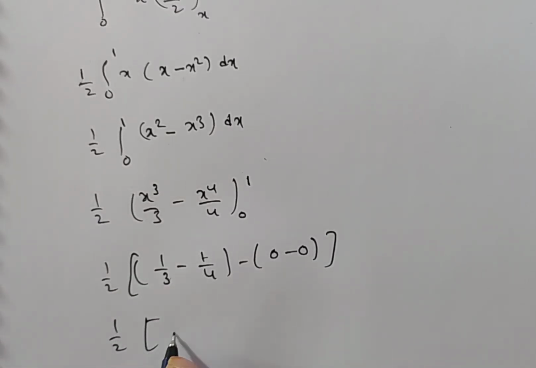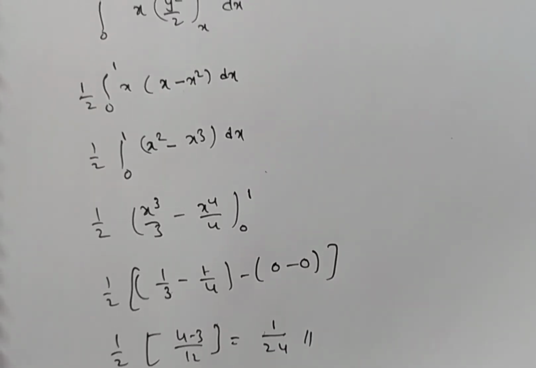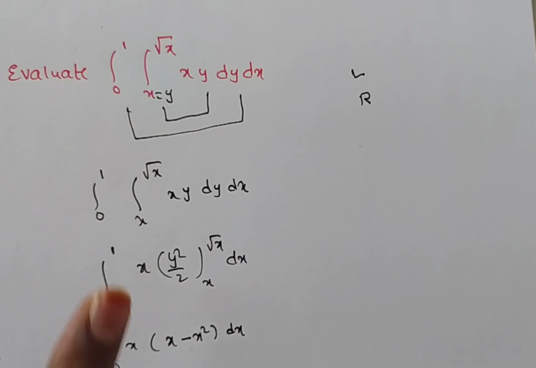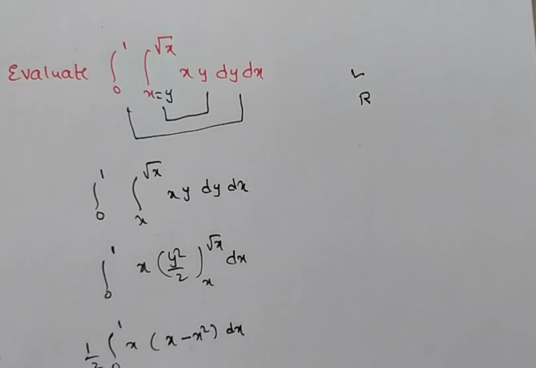Then what is the LCM here? You have 12. So this is 4 minus 3, which is 1 by 12, times 1 by 2. 2 times 12 is nothing but 24. So this is the solution for the integral from 0 to 1, integral y equals x to root x of xy dy dx, which is 1 by 24. Is it clear for everyone? Thank you for watching this video.